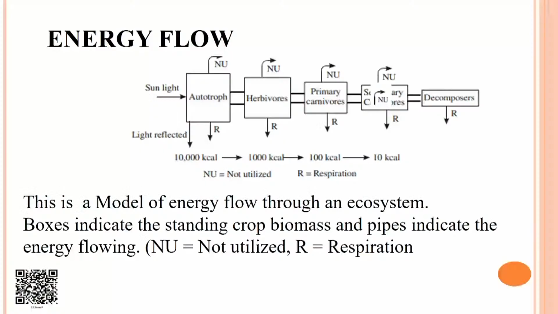Boxes indicate the standing crop biomass and pipes indicate the energy flowing. You are seeing some terms, that is NU means not utilized and R for respiration. You can take example, autotrophs have 10,000 calories, herbivores consume 1,000, then primary consumer consumes 100 calories and secondary consumer consumes 10 calories.